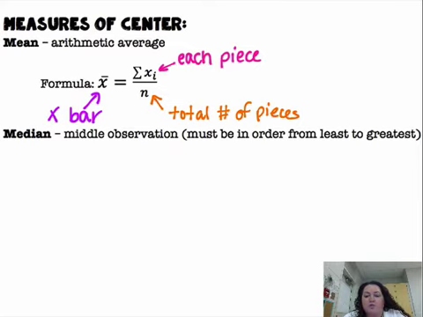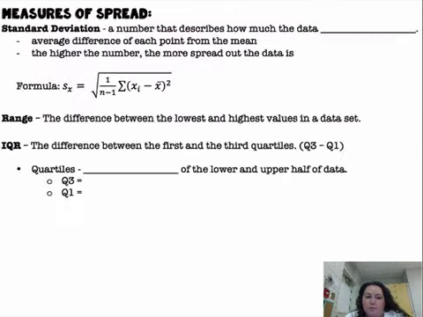So it must be in order from least to greatest, and then you find the middle number. If you have two middle numbers, you add them and divide by 2. Measures of spread: standard deviation, range, and interquartile range are measures of spread. Standard deviation is a number that describes how much the data is spread. It's the average difference of each point from the mean. The higher the number, the more spread out the data is.